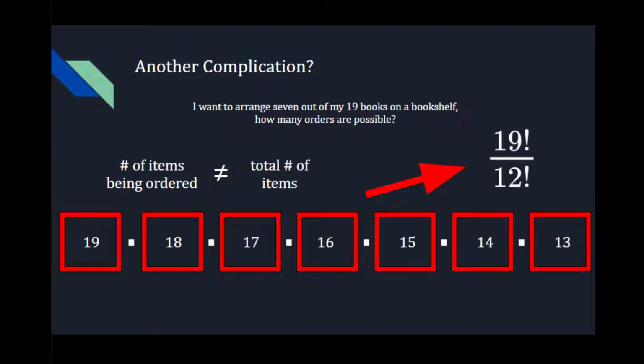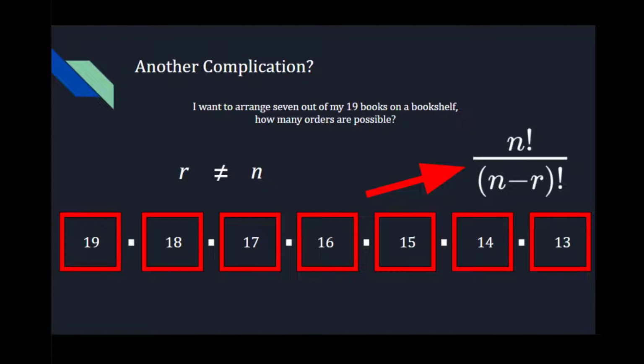Let's try to generalize this. If we call the number of items being ordered R, and the total number of items n, then n factorial over n minus r factorial should give us the total possible orders, which is pretty neat.